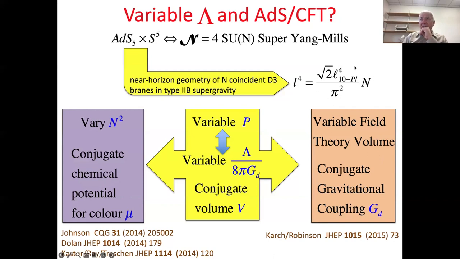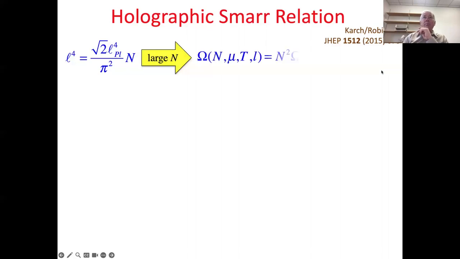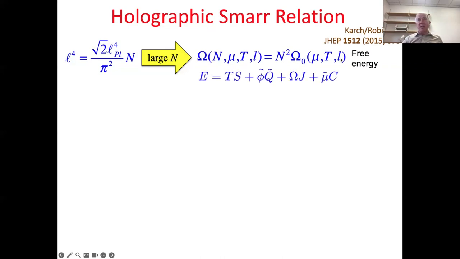The volume is implicitly on this side of the equation, and that volume would have a conjugate gravitational coupling. So what Karch and Robinson did is they say, well, let's look at large N of the SU(N). There will be a free energy of the system, which at large N should scale like N squared. And so the overall thermodynamic potential will go like N squared times some other thermodynamic potential.